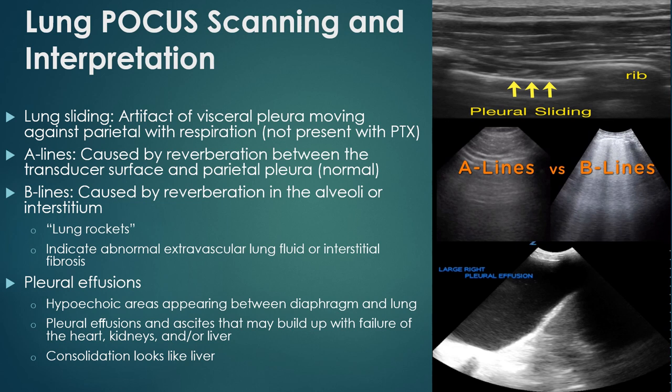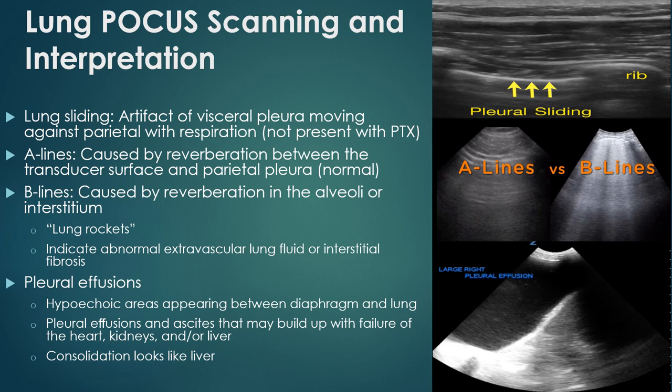Pleural effusions are very hypoechoic areas appearing between the diaphragm and the lung. You have pleural effusions and ascites that may build up with failure of the heart, kidneys, and or liver. And consolidation looks a lot like liver. It doesn't really have that starring out appearance. It doesn't look very anechoic.